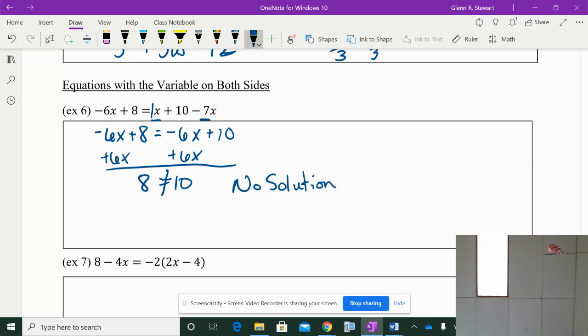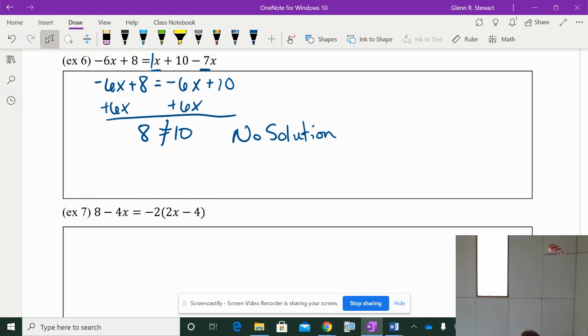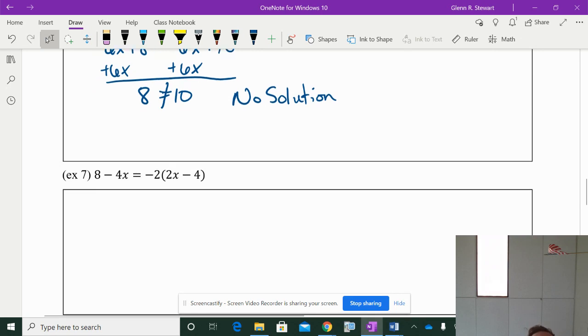This is one of those very few instances where all the variables cancel out and you're just left with numbers. If the numbers don't equal up, we call it no solution. If they do equal, though, we call it infinite solutions. That means that we can plug in any value we wanted for the variable, and it would give us the same solution on each side. Let's take a look at example number 7.